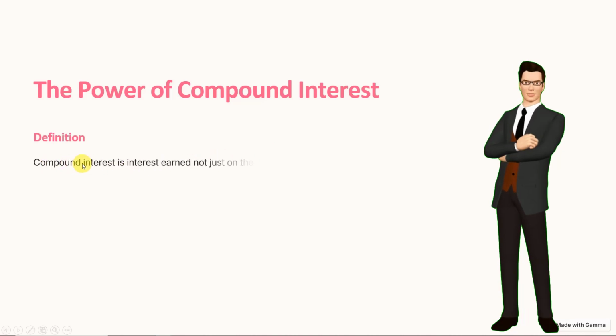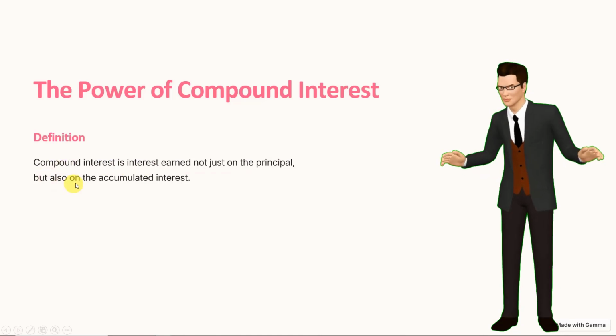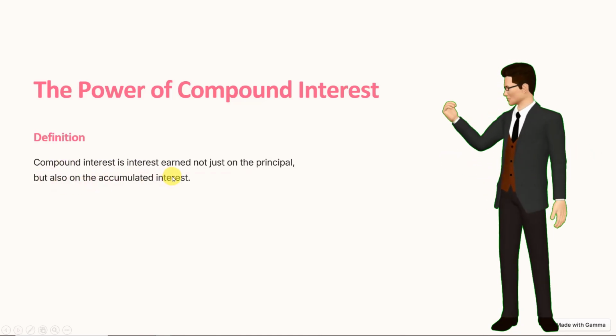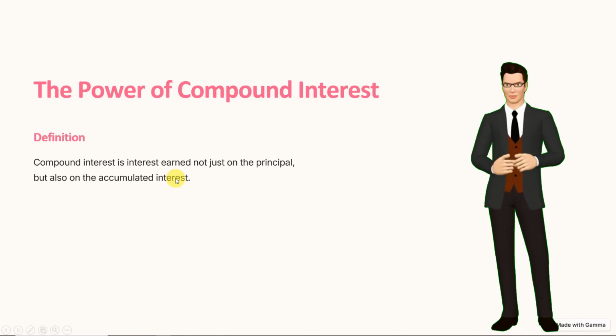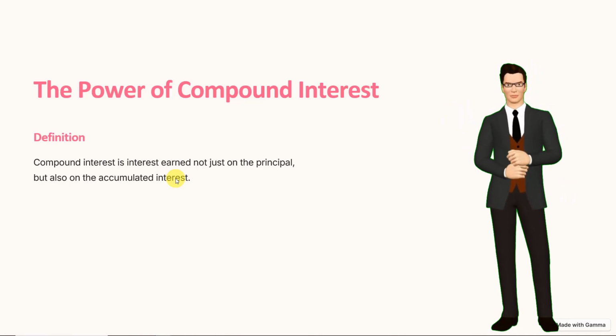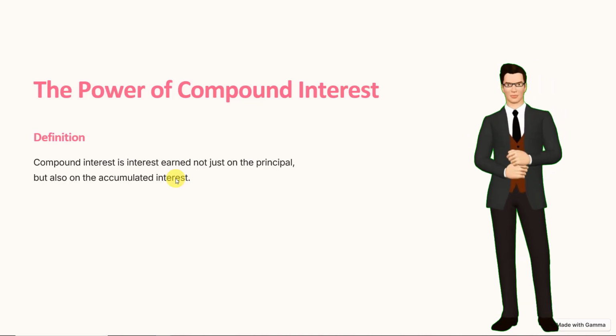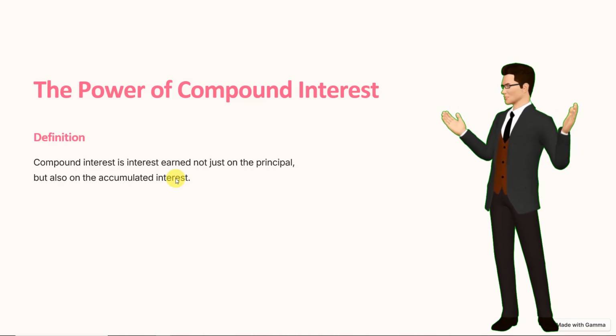Compound interest is interest earned not just on the principal, but also on the accumulated interest. In other words, every month or every year, as you're receiving your compound interest, it gets added onto your principal amount. So the next time you're getting interest on your principal amount plus the interest that you've already received.